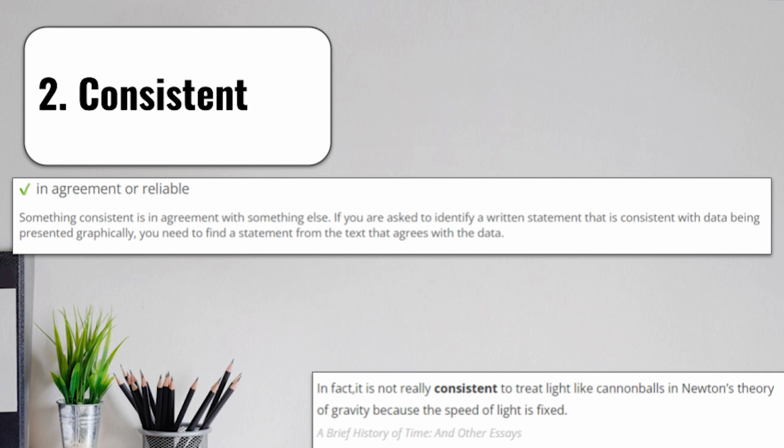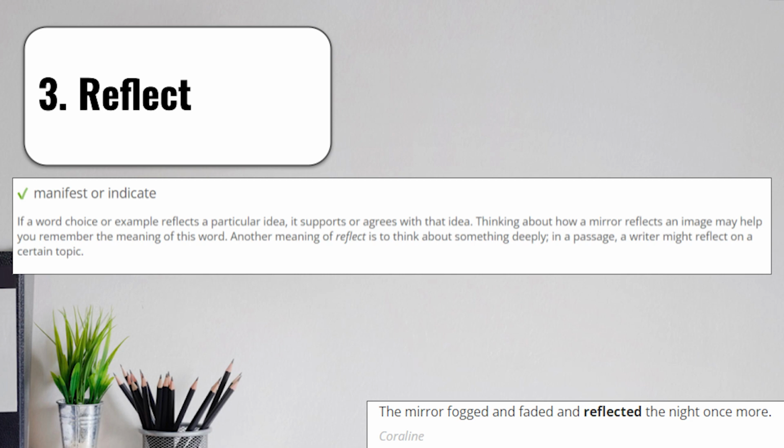If you are a consistent person, you're reliable. You're going to be there for people. If you're trying to find consistent data, you want data that matches up with your expectations. The next term that you might see on a test or after a test is term number 3, reflect.